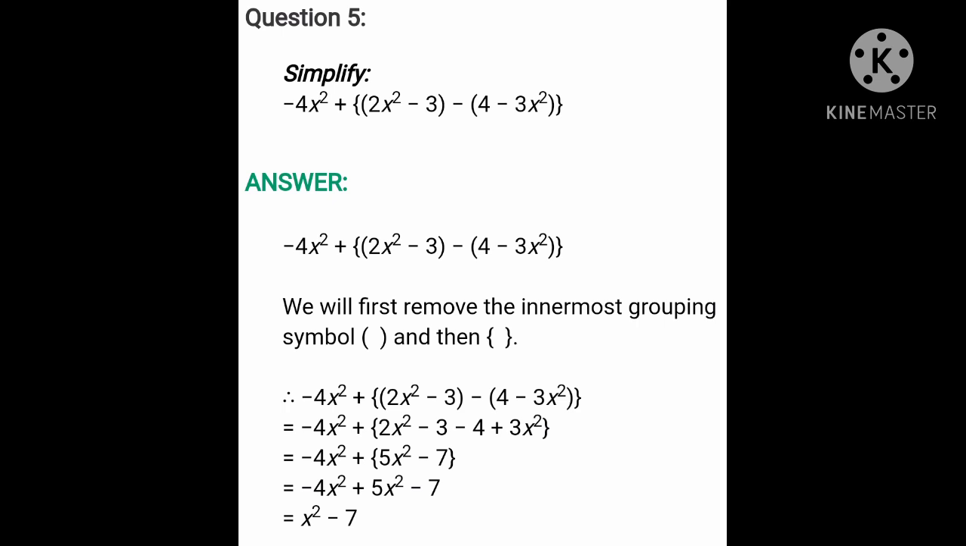Then again in the next step, we are solving all these terms within the curly bracket. So it is minus 4x square plus, within the curly bracket, 5x square minus 7. Now since before the curly bracket or middle bracket we have a plus sign, we simply write it as minus 4x square plus 5x square minus 7, and our answer is x square minus 7, right?